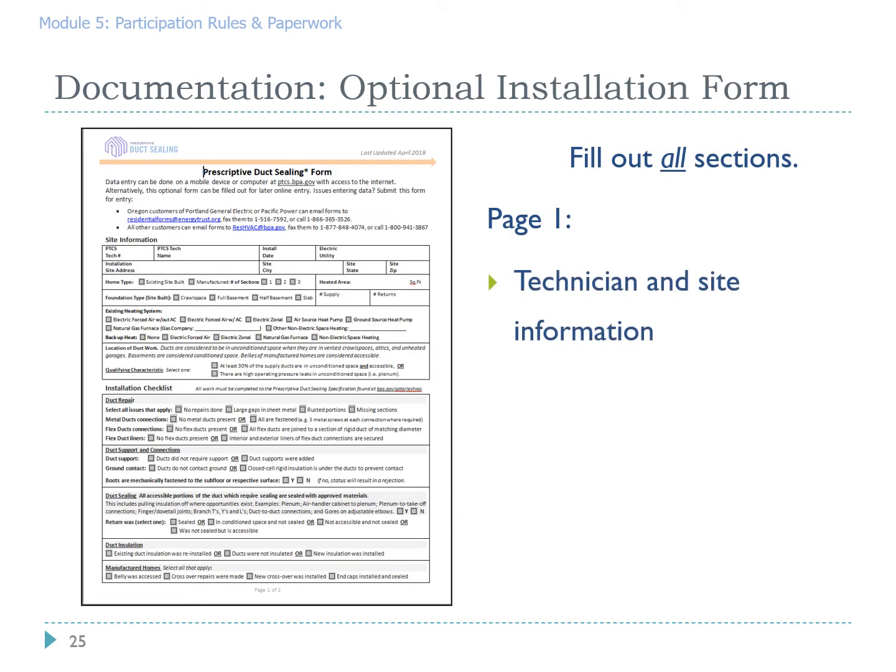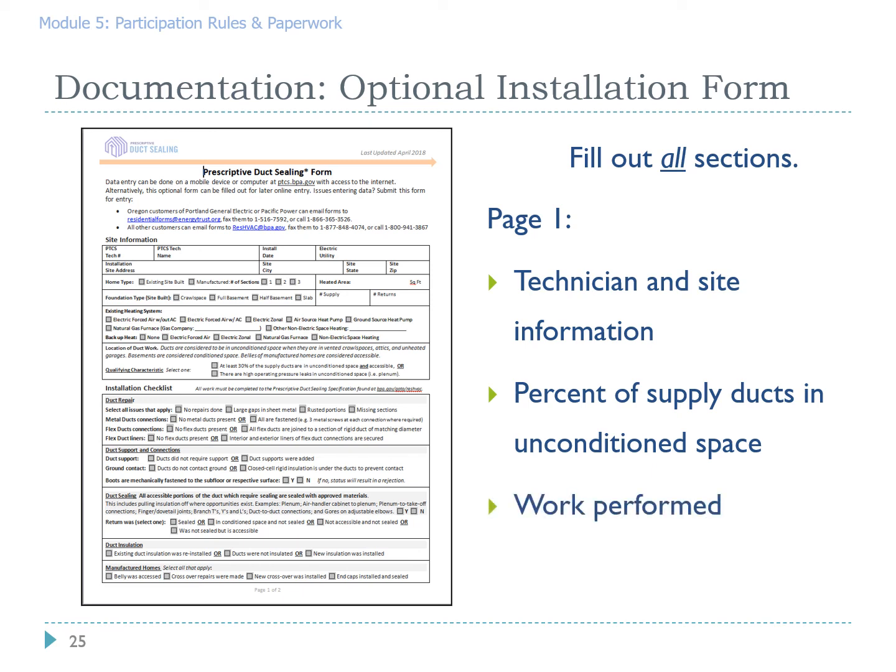On the optional installation form, it's important to fill out all the sections. The first section is the technician and site information. The next section will ask you what % of supply ducts are in an unconditioned space. Remember, it must be at least 30% to be eligible for the program. And then finally, it asks you questions about the actual work performed and the sites that you sealed.